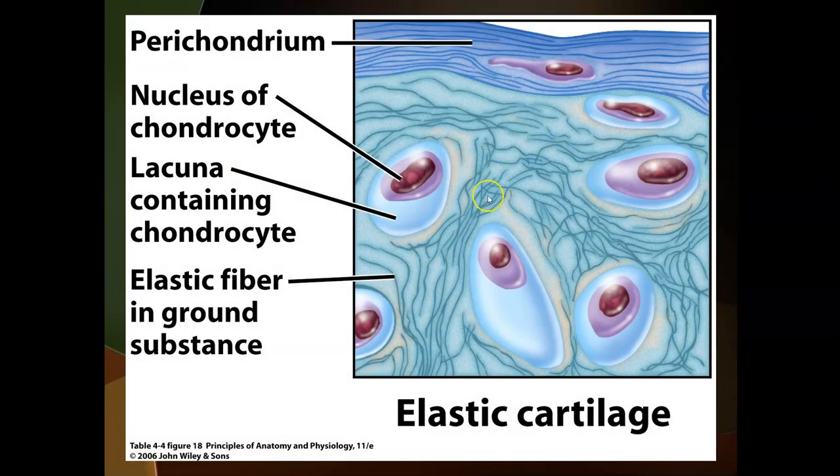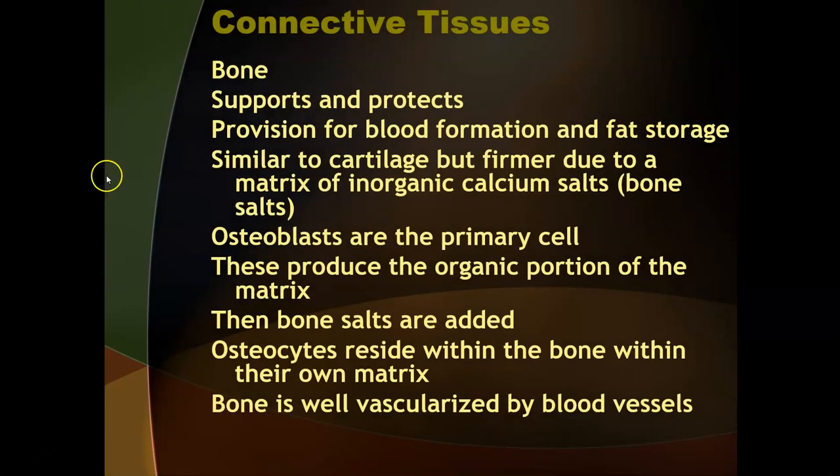Again, we see all the elastic fibers here in the ground substance. The next type is bone. And a lot of times we don't think of bone as being a connective tissue because of how hard it is. But bone is, because remember, we have to look at the criteria as to how we define tissues.